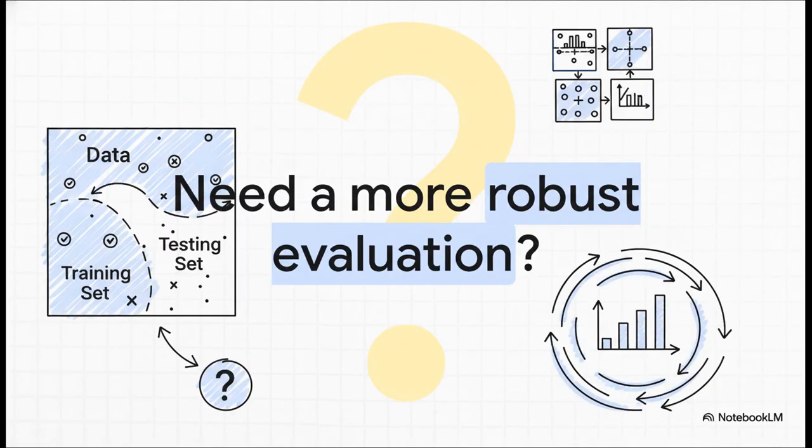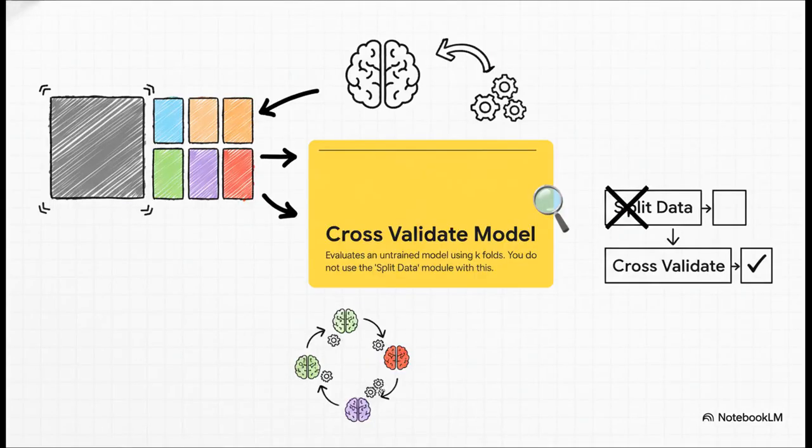Okay, last one. We've all been there, right? You get a great score and you think, wow, this is amazing. But then this little voice in your head says, was that just luck? Maybe you just got a really lucky split of your training and testing data. Well, that's exactly what the Cross-Validate Model module is for. Instead of just one split, it's like a stress test.